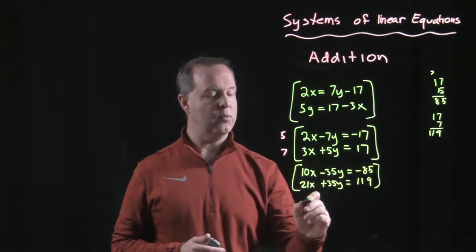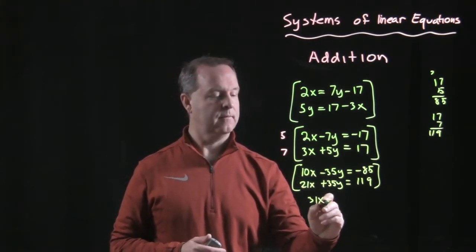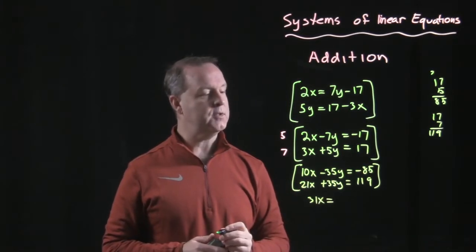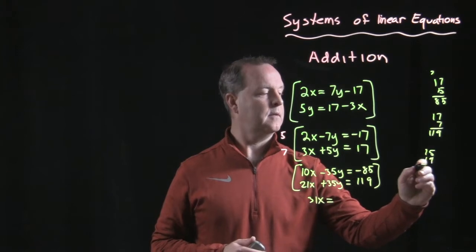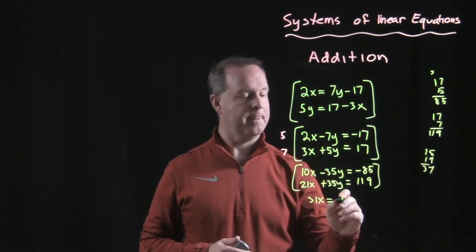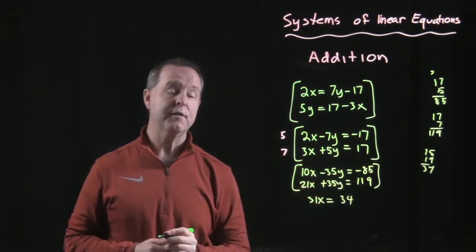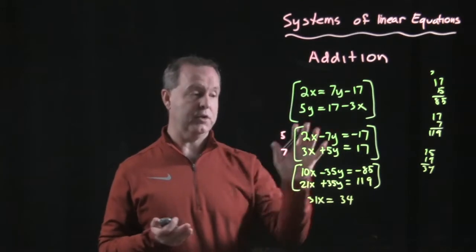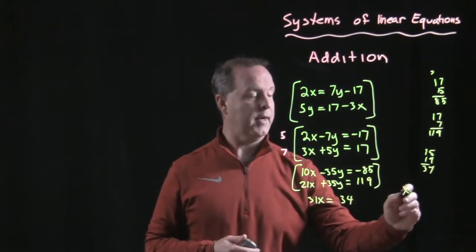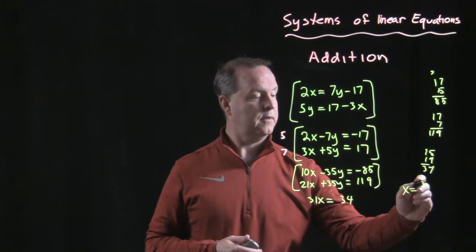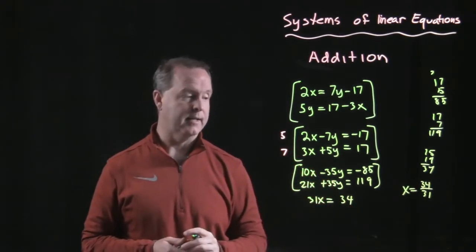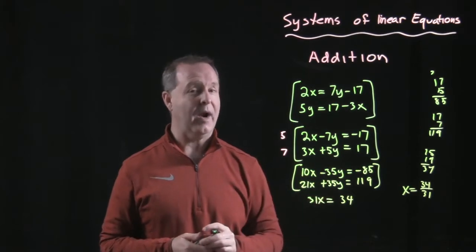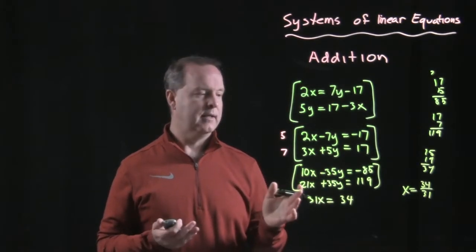So I would then have 31x equals the difference of those two numbers. 15 plus 19, 34. So my value for x, or my x solution to the system, is at the point x equals 34 31ths. There's the x side. Definitely wouldn't have been able to find that graphing, so good.